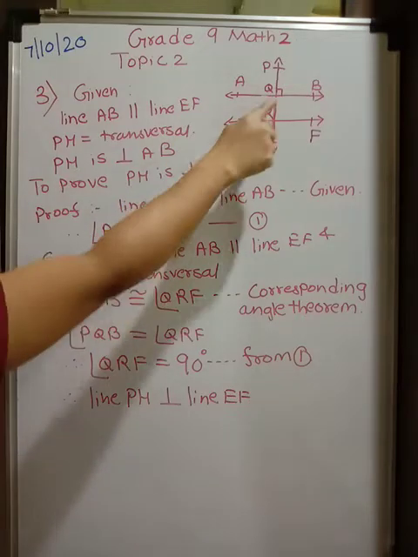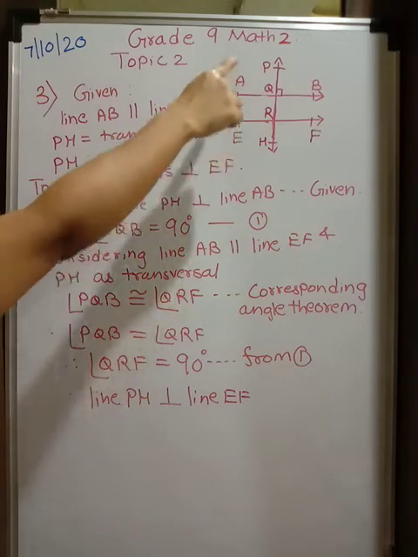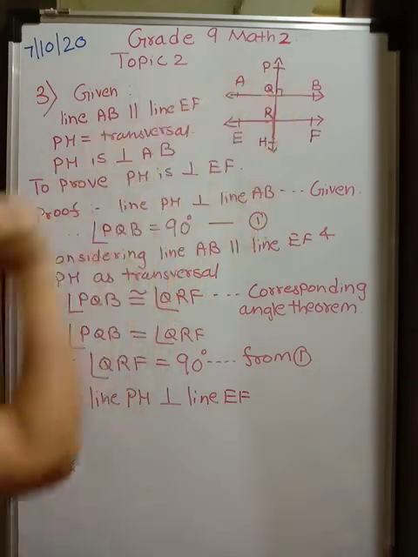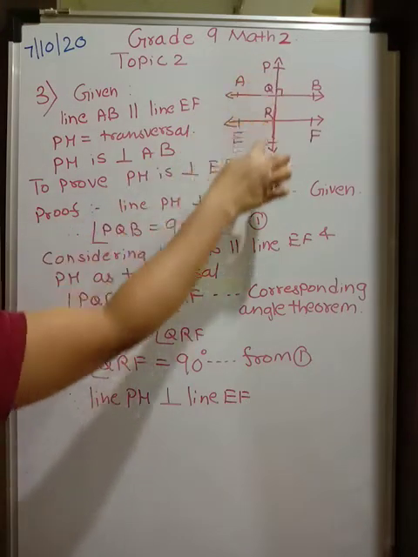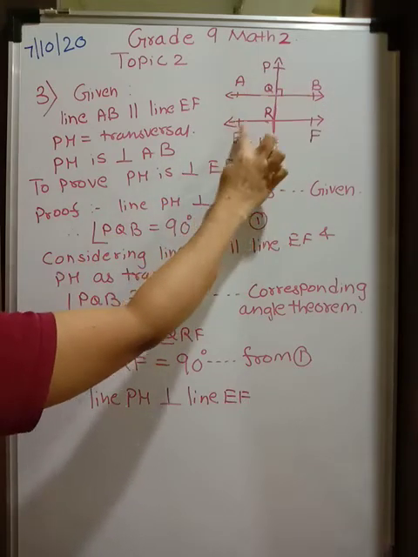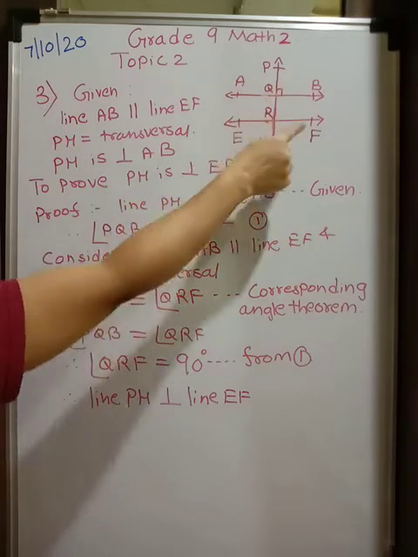So we have taken two parallel lines AB and EF. PH is a transversal, and we have taken that it is perpendicular to line AB. So if a line is perpendicular to one of the two parallel lines, then it is perpendicular to the other line also. That means if PH is perpendicular to AB, then PH is also perpendicular to EF. That is, we have to prove provided AB is parallel to EF.